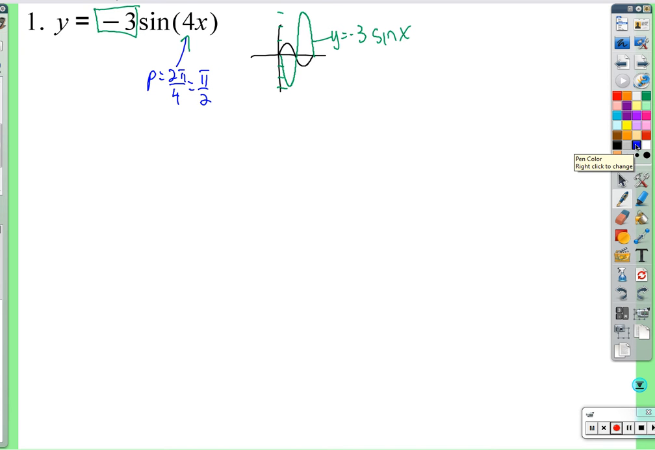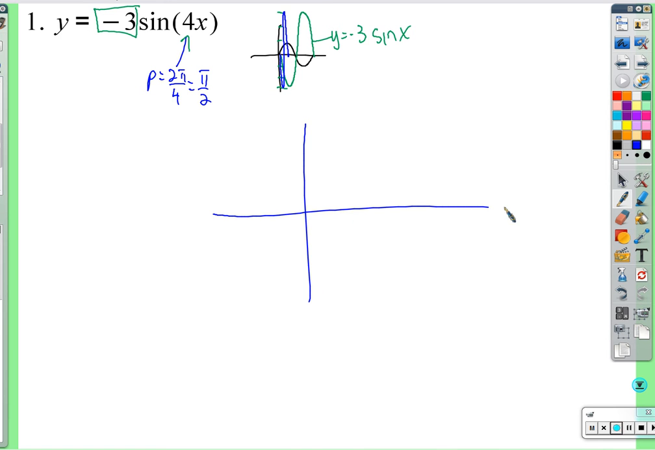So that makes the period pi over 2 rather than pi. 2 pi, excuse me. Pi over 2 rather than 2 pi. So pi over 2 is right there. It's going to go like this, and like this, and like this. A really short space.